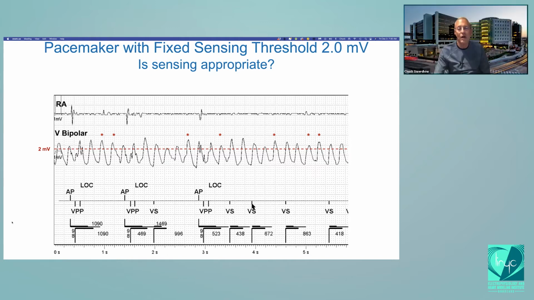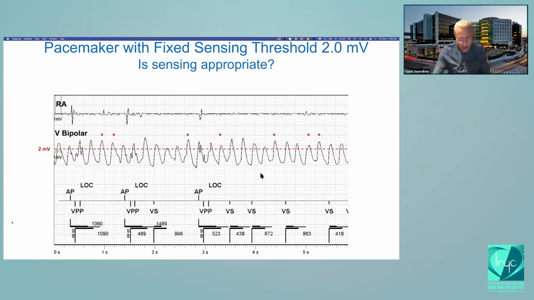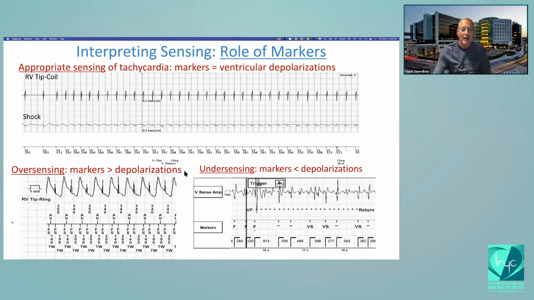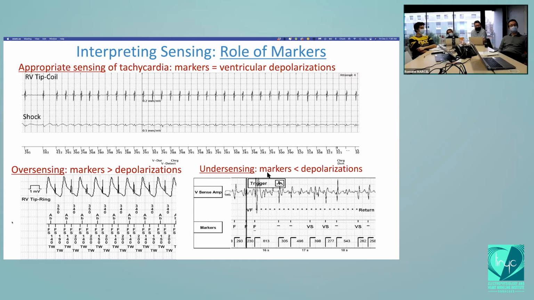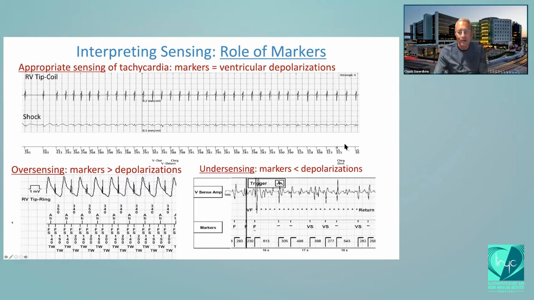Right. So what do we call that? We'll go back one screen. No, this is why we ask questions. If there are more signals than markers, what do we call that? Undersensing. Yeah, good. So this is undersensing.